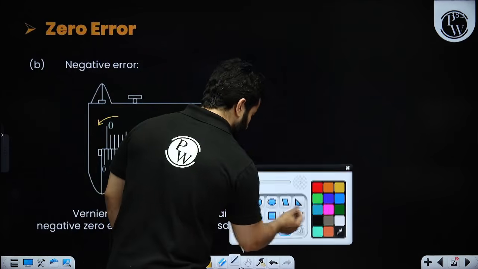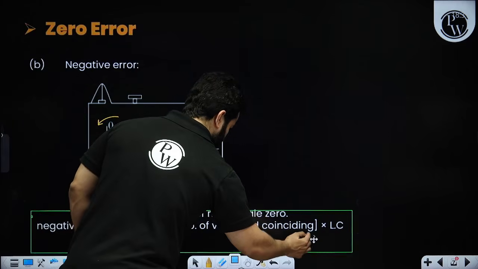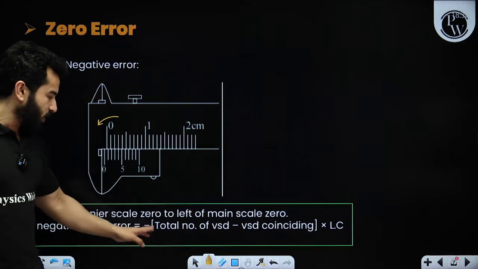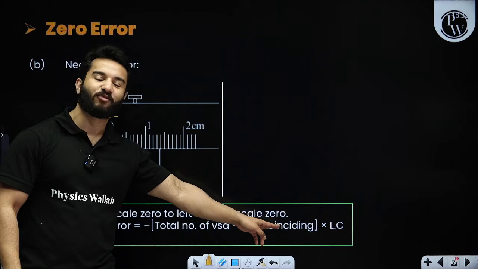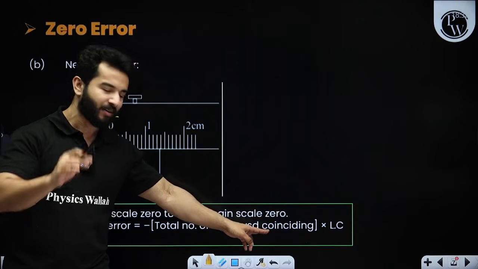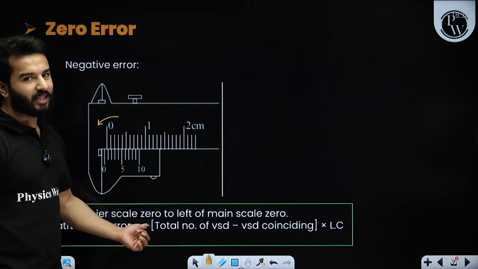Many students make mistakes in this, so please note how to write down the negative error. What we do is: total number of Vernier scale divisions minus the Vernier scale division which is coinciding, multiplied by least count. And put a negative sign just to show that it is a negative error.